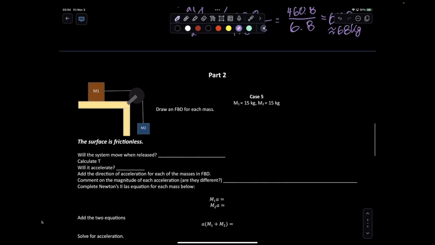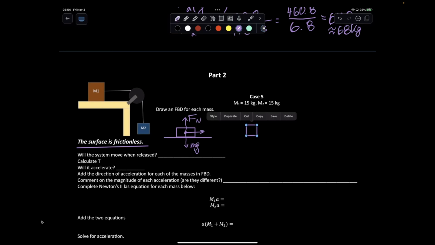Notice that this is a frictionless surface. For my object that is on the table, the only force that will matter is the force of tension. Yes, it has gravity and normal, and they equal each other. Then it has tension and no friction. The hanging mass has the same force of tension, only upward now. So this is tension and this is tension, and it has mg, which is greater than tension.